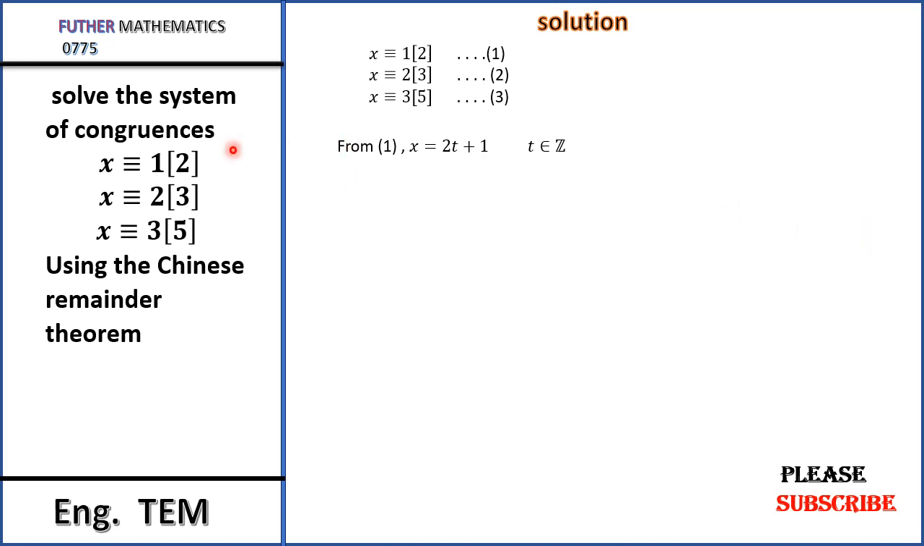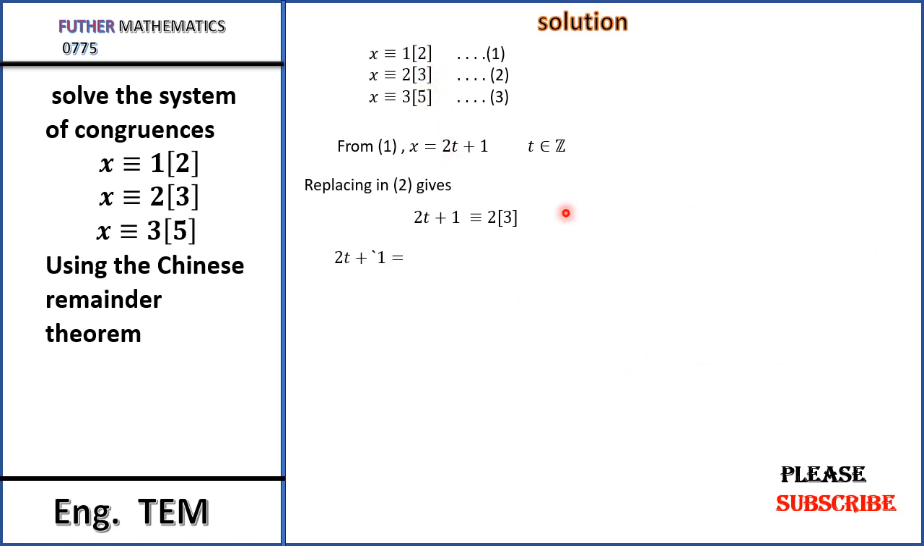Now we are going to take this one and replace in equation 2. That's basically the next step. So replacing in equation 2, we are going to get 2t plus 1, that is, for x you replace there, is congruent to 2 mod 3. This square bracket denotes the modulus function.